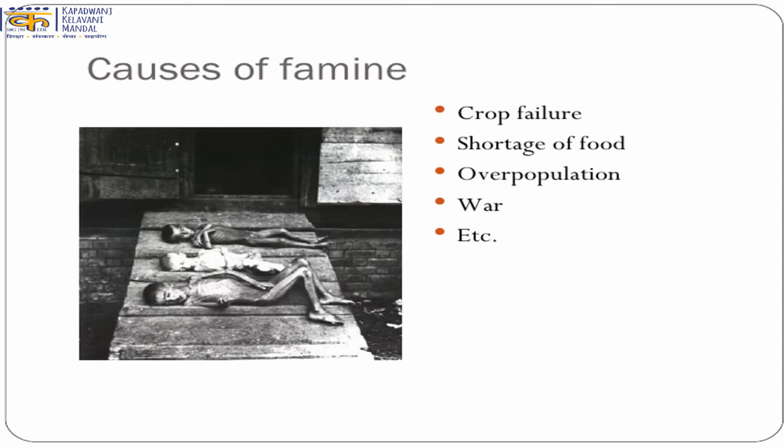What is the meaning of malnutrition? It is lack of proper nutrition. Another thing is starvation. Starvation means extreme hunger. Epidemic. An epidemic is a disease that affects a large number of people within a community, population or region and increases mortality. Mortality means death.